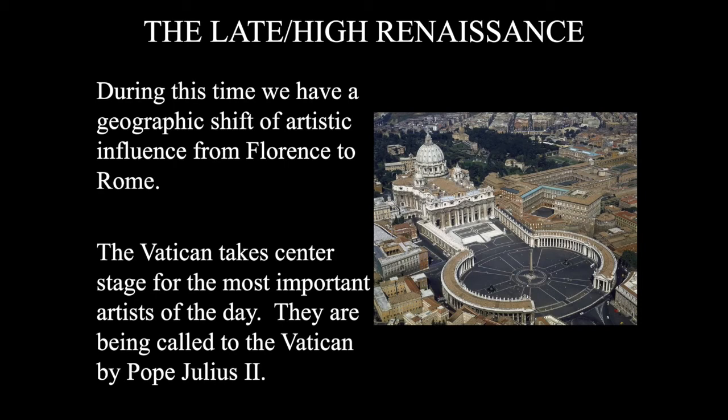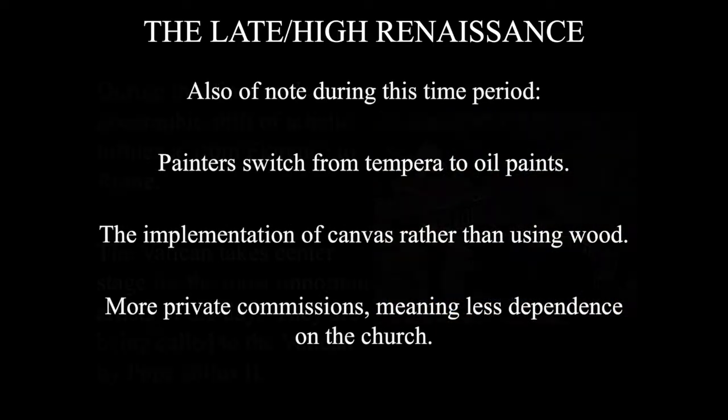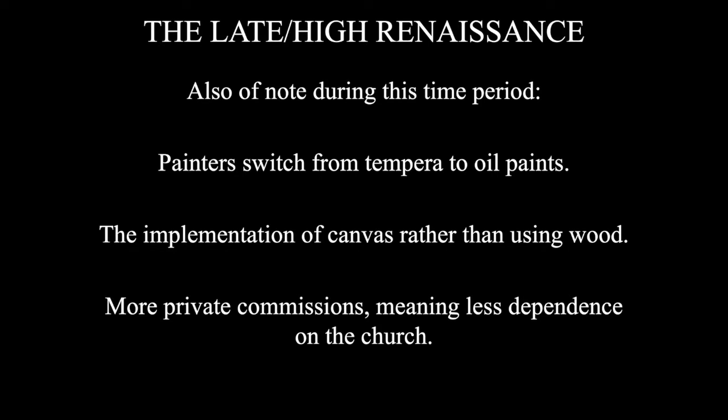We're also having a location shift once again. In the 1400s, we were in Florence. Now it's the 1500s, and we're going to be particularly in the Vatican. Also of note during this time period is we have the official switch from painting with tempera to painting in oil. We also have using canvas rather than using wood. And also more private commissions, which means that we have less dependence upon the church as a patron.